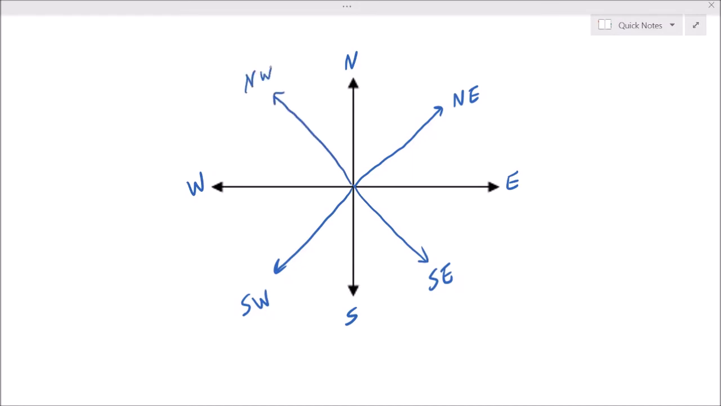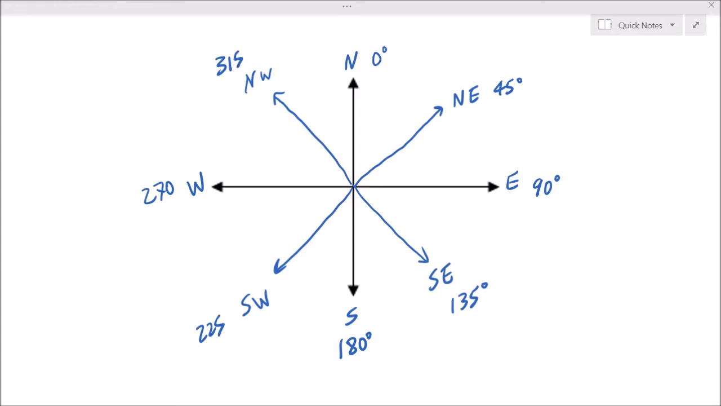So first, let's go over what the bearings of each of these directions are. Bearings, we start at north as 0 degrees and we go clockwise. So northeast is 45 degrees, due east is 90 degrees, southeast is 135 degrees, and so on. 180, 225, 270, 315, and then back all the way around for 360. And that's bearings, right, with 0 at north.